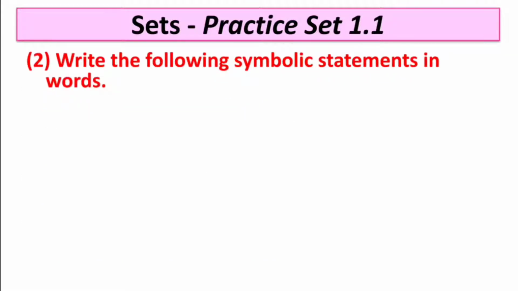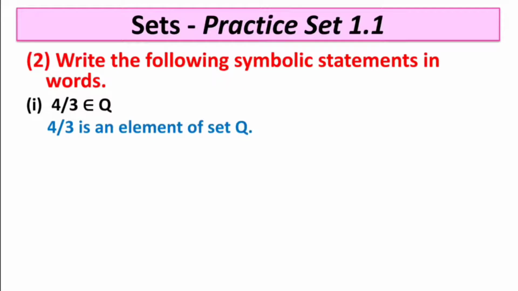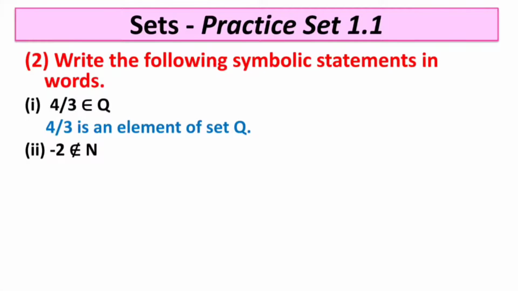The next problem is: write the following symbolic statements in words. The first symbolic statement is this. Now write down this statement in words. So 4 divided by 3 is an element of set Q. Here is the second symbolic statement: -2 is not an element of set N. Here N is the set of natural numbers.